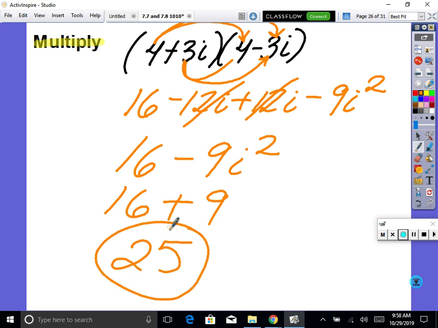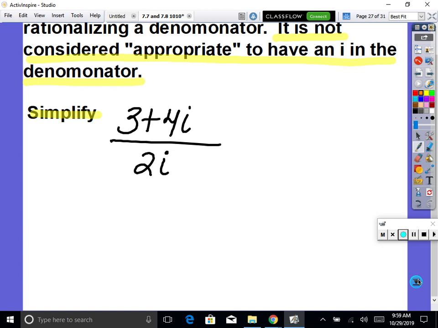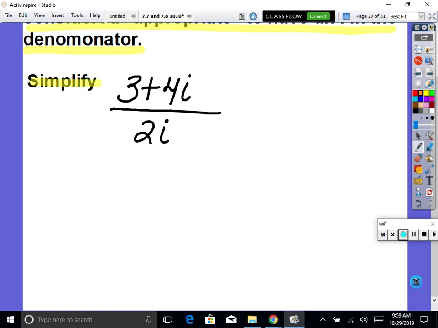Do you guys see how when we have conjugate pairs, the i's cancel out? No i's. Well, that's going to be useful in the future. So let's look at this problem. It says simplify. So this is technically dividing complex numbers. Now the problem is exactly like a radical. You can't have an i in the denominator of a fraction. So we get rid of the i by making it just a number instead of an i.